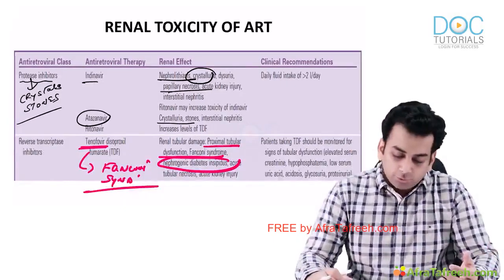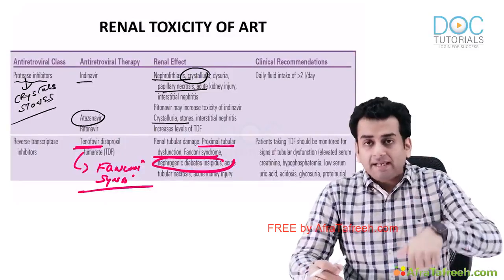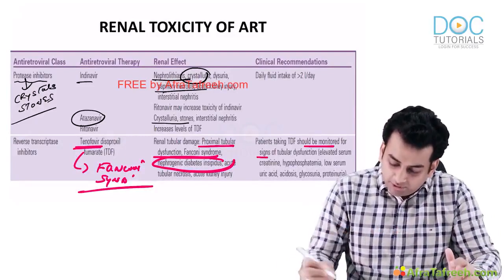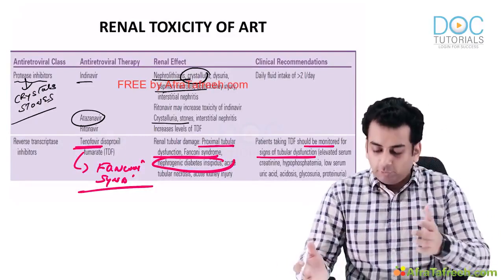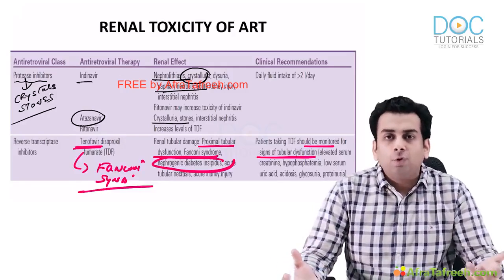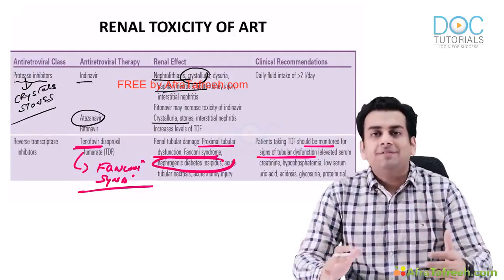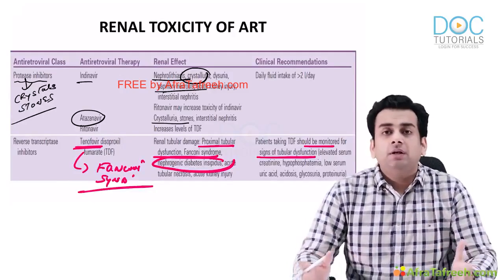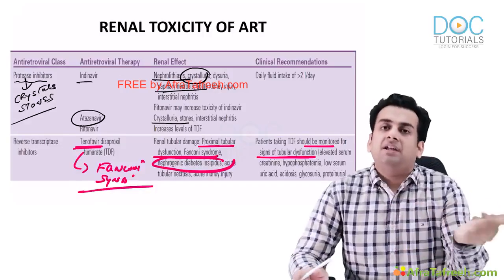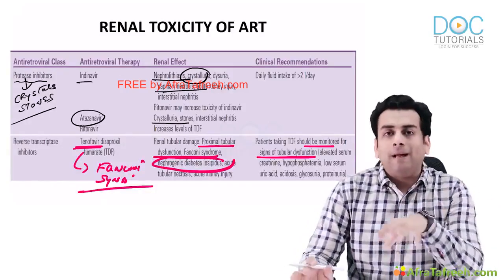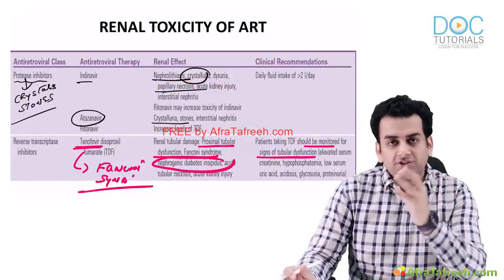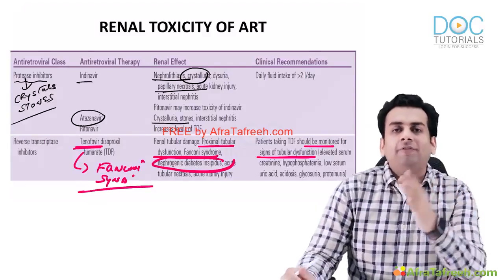Now, how do we manage tenofovir induced Fanconi syndrome? They are to be monitored for signs of tubular dysfunction. That is, you have hypophosphatemia, low serum uric acid, and stuff like that. So, of course, you have to manage it conservatively. But if it is too distressing for the patient, you might as well have to stop it and replace it with another drug. This is how you manage the toxicity of antiretroviral therapy. So protease inhibitors, crystalluria, nephrolithiasis, and tenofovir Fanconi syndrome.